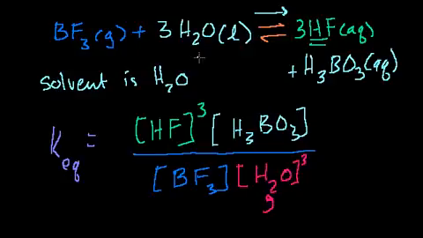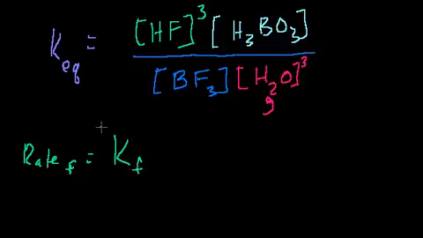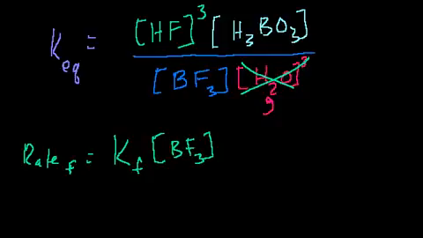But you say, hey, there's water everywhere. This is the solvent. There's water everywhere. So I really just need to worry about the concentration of the boron trifluoride. So you could say the forward reaction rate is going to be dependent on some forward constant times just the concentration of the boron trifluoride. The water is everywhere, so you don't have to multiply it times the concentration of water, whatever that means, because the water is everywhere. So the denominator here, you do not put the solvent.